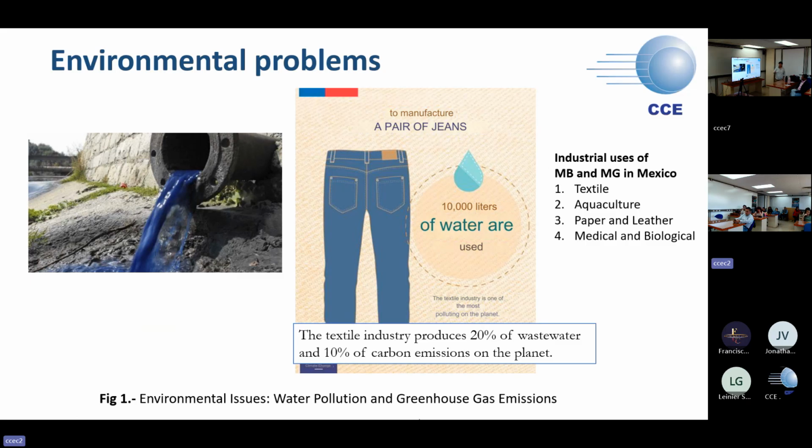Again, we know about the problems related to the presence of different contaminants in water and the great consumption of water by the different industries. In the case of textile, in agriculture, they use a lot of pesticides. And in the automotive zones, they release a lot of metallic compounds. So we have a huge problem.